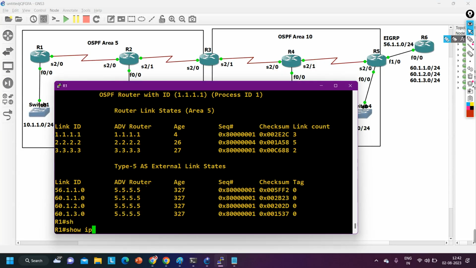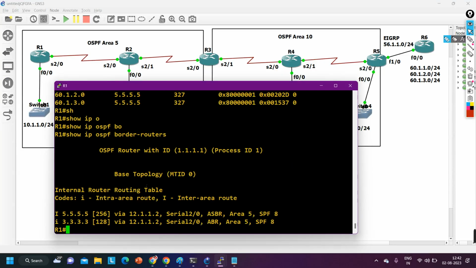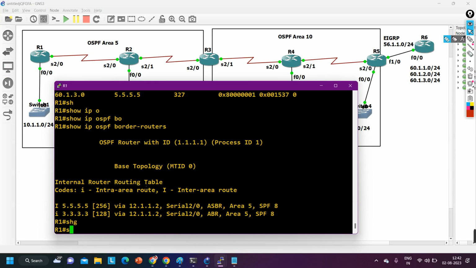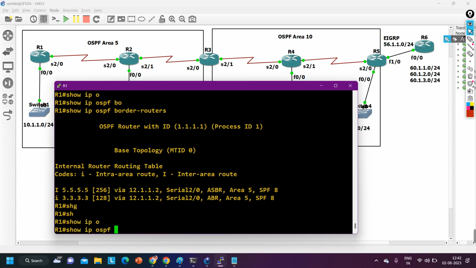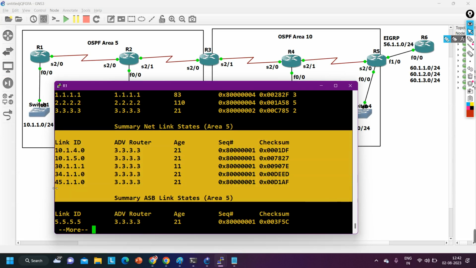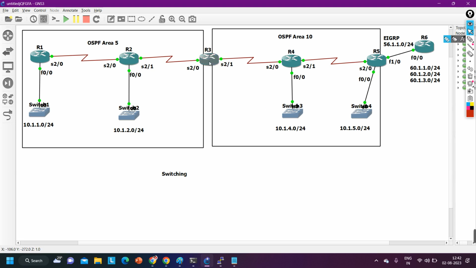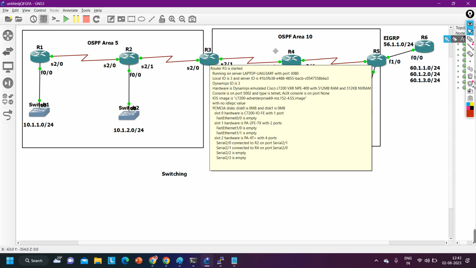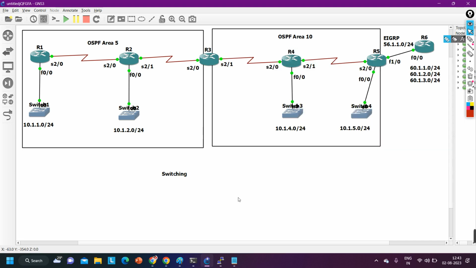On router number 1, show IP OSPF border router. Again you can check, show IP OSPF database. We have LSA 3, because now R3 has one interface in area 0 and some interface in a regular area. So what is the definition? At least one interface should be in area 0 and at least one interface should be in a regular area. More than one can also be there.